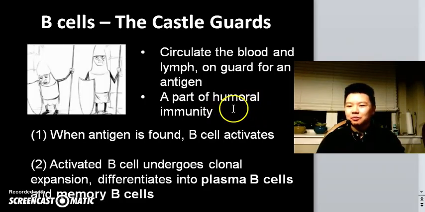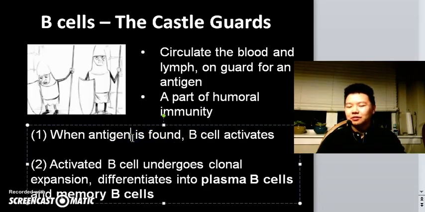The B cells are going to roam around the blood and the lymph, and they have those Y-shaped antibodies on their surface. Each B cell recognizes only its specific antigen. When a B cell finds its antigen, it's going to activate. And an activated B cell does two things. It undergoes a lot of mitosis. We call this clonal expansion, producing a lot more B cells. But the B cells it produces aren't going to be the same. Some will be plasma B cells, some will be memory B cells. So there's differentiation here.